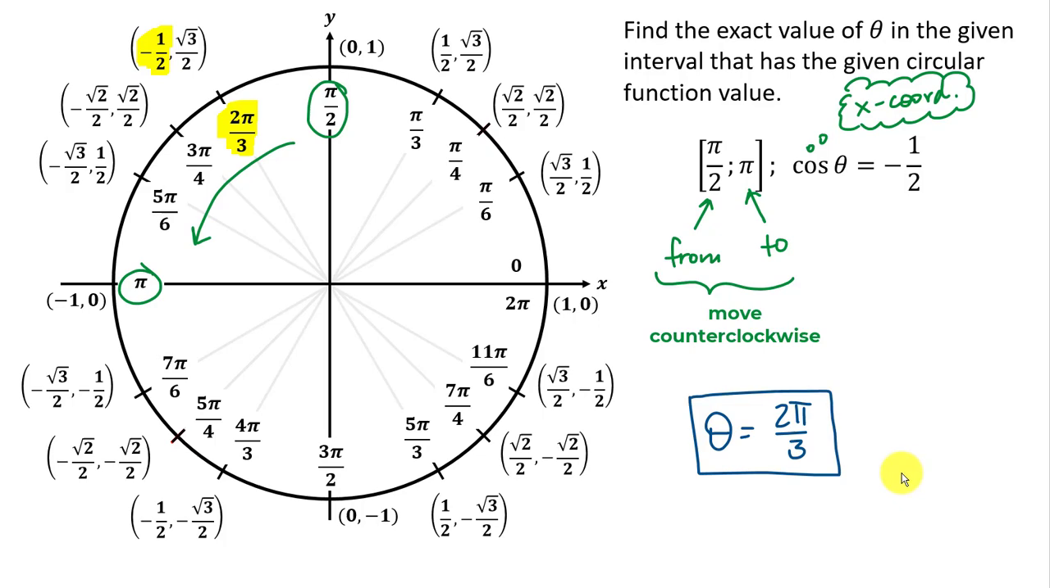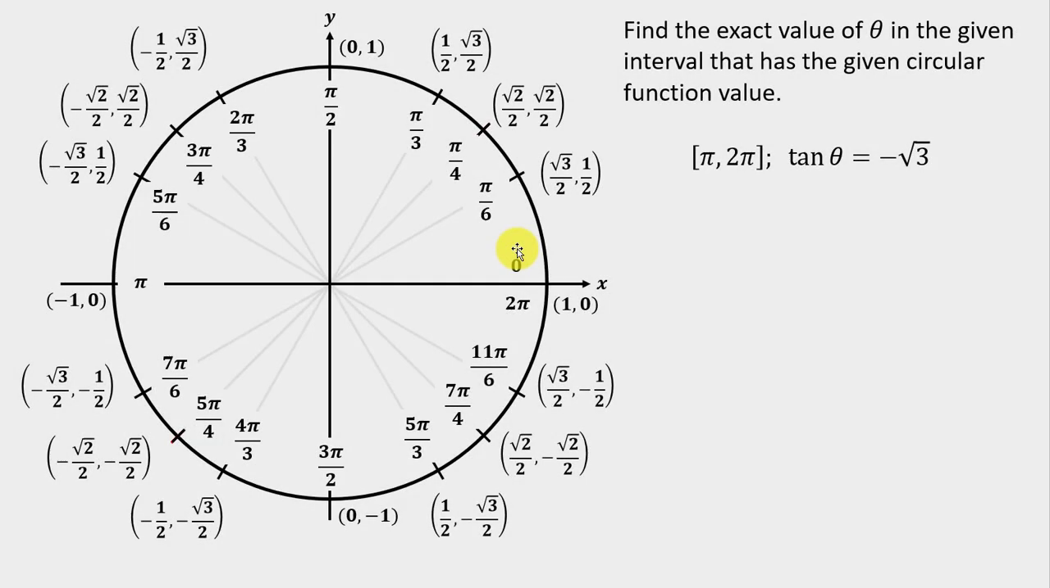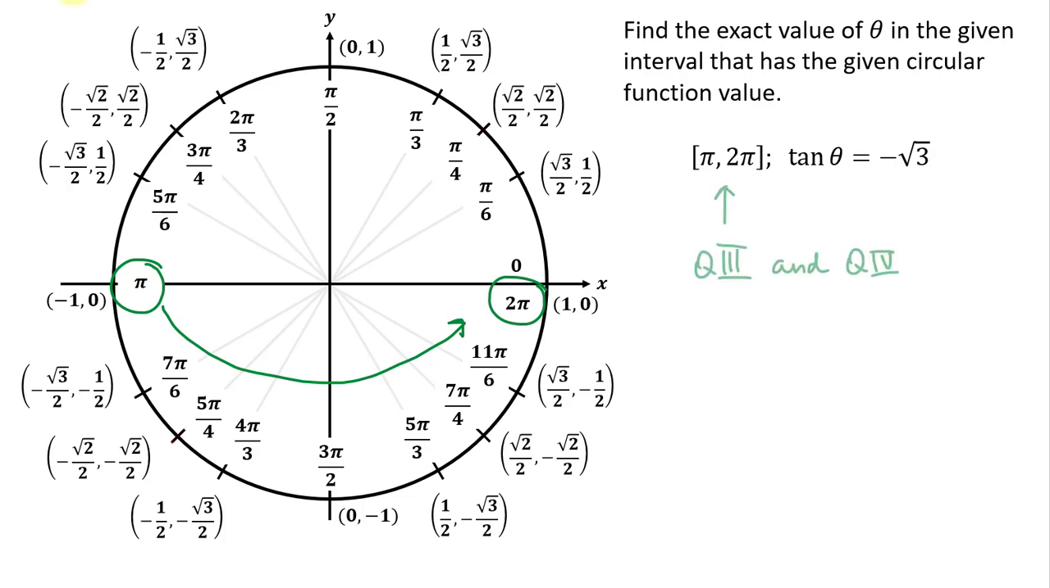Let's try another example. This time we need to find angle theta if it's located between pi and 2 pi, and its tangent value is -radical 3. So let's start by locating the quadrant or quadrants that are covered by this interval. From pi to 2 pi, moving counterclockwise. That interval covers quadrant 3 and quadrant 4. But are we going to look at both of them or not?